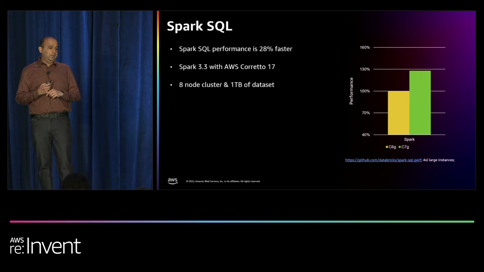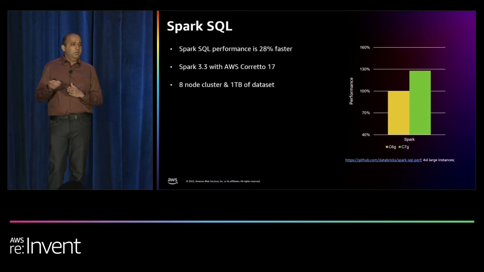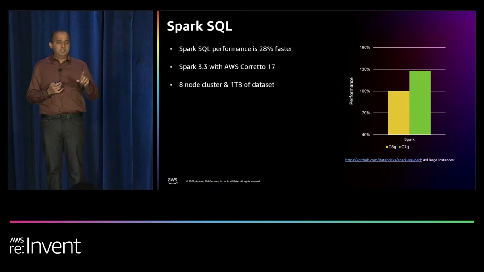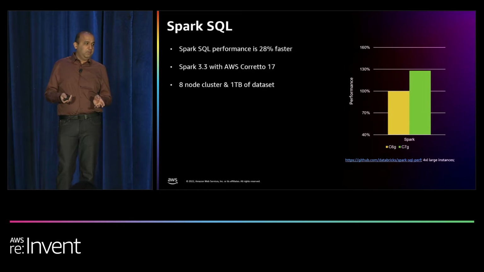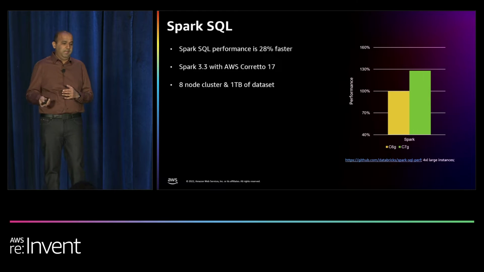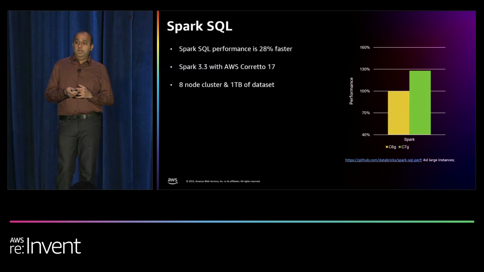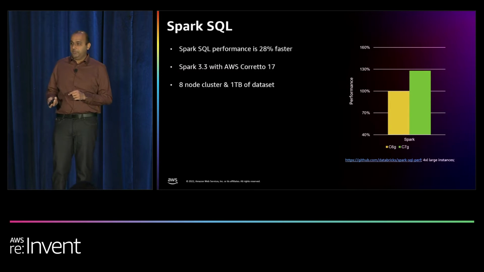First up, we have Spark SQL here. What we've benchmarked is a Graviton 2-based C6G instance, that's the yellow bar, versus a Graviton 3-based C7G instance, which is the green bar. We benchmarked on an 8-node cluster, 1 terabyte data set, using Spark 3.3, and also using Corretto 17 for the JDK. We're using the 4XL instance size for an apples-to-apples comparison. And we observed that Graviton 3 C7G delivers 28% higher performance versus C6G.